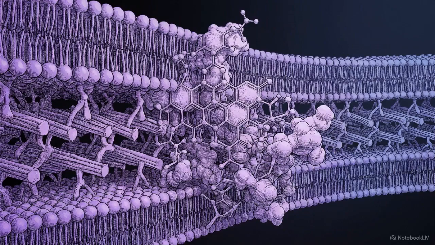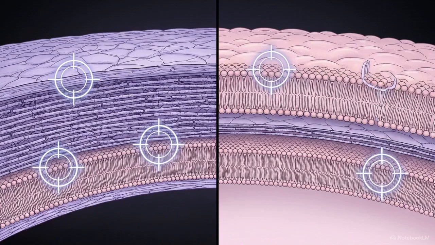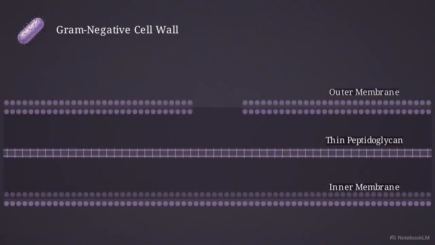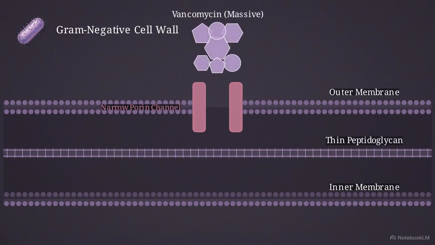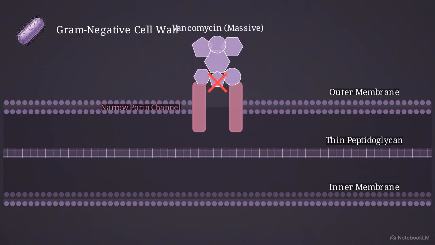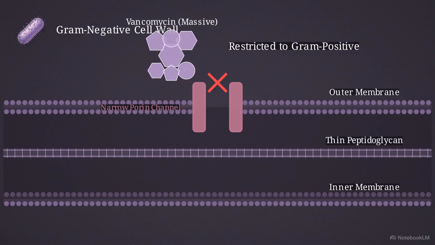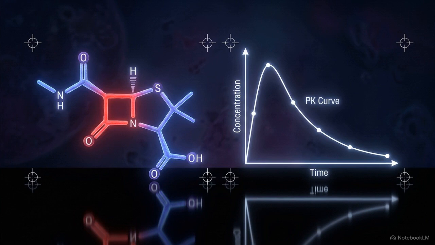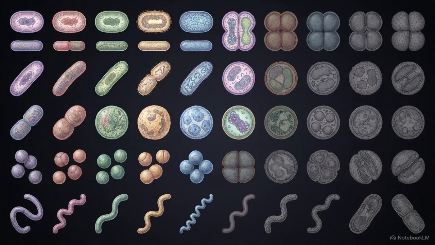Vancomycin, a glycopeptide, provides an alternative way to inhibit the cell wall, but it comes with a severe structural limitation regarding gram-negative bacteria. Gram-negative cells possess an additional outer membrane equipped with narrow porin channels. Vancomycin is simply too massive to physically fit through those channels, restricting its use entirely to gram-positive infections. The physical shape and the specific pharmacodynamic curve of a cell wall inhibitor entirely dictate its required dose, its frequency, and the precise spectrum of bacteria it can kill.